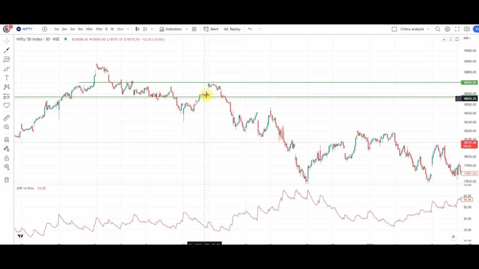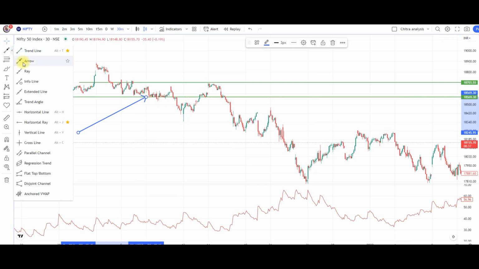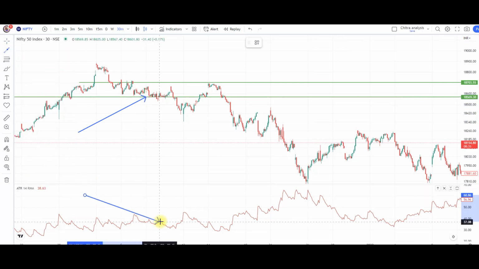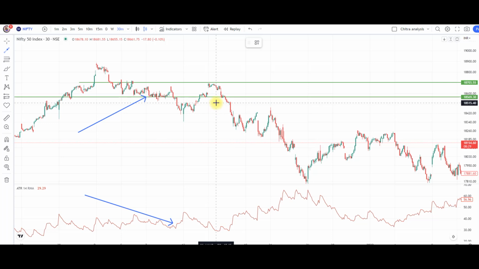Here I have marked the major support and resistance level, and when you see here the price is range bound in this area. At the same time, when you notice the ATR, there is no movement in the ATR also. ATR is also going sideways, and we will go short. We will go for selling when the price breaks this level, that is the major resistance level.